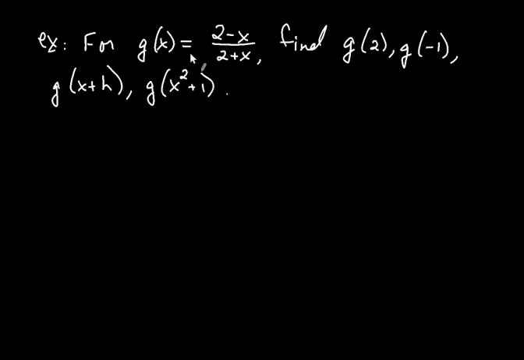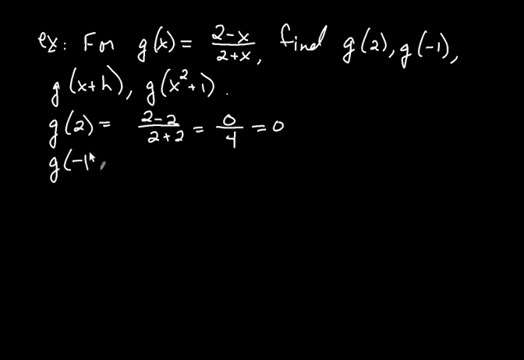So for the function g of x equals 2 minus x over 2 plus x, let's do the same thing. So first g of 2. So g of 2 is going to be 2 take away 2 divided by 2 plus 2. So it's going to be 0 divided by 4, which is 0. Moving on to negative 1, g of negative 1 is going to be 2 minus negative 1 divided by 2 plus negative 1. So it's going to be 3 divided by 1, or just 3.